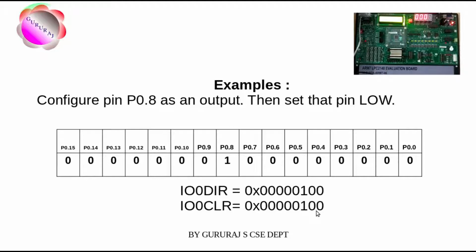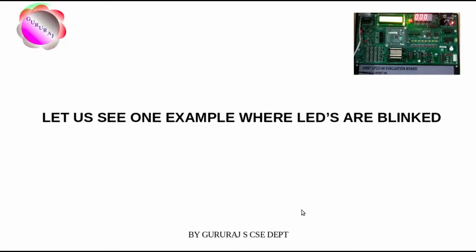Okay. So next is configure pin 8 as an output, then set that pin to low. So again in the same way, here I am putting 1 at P0.8. So it makes the direction an output port, and I am putting 1 here by using IOCLR, which means that bit, or that pin, is cleared. Okay. So let us move ahead.